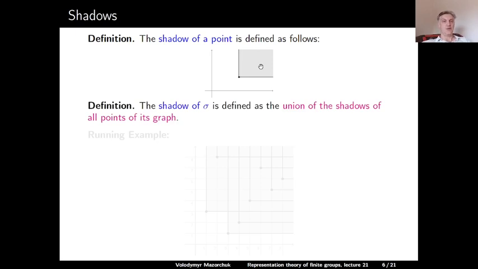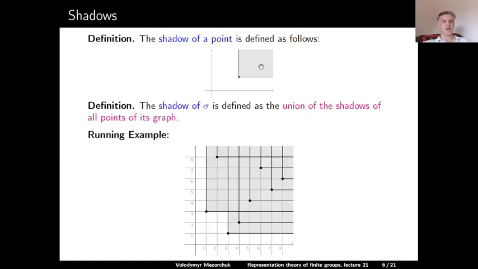So the shadow of a permutation sigma is defined as the union of all the shadows of all points of the graph of sigma. So here is our running example. So here we have 8 points in the graph of sigma, and we take the union of all shadows, and we get this gray region in our picture.